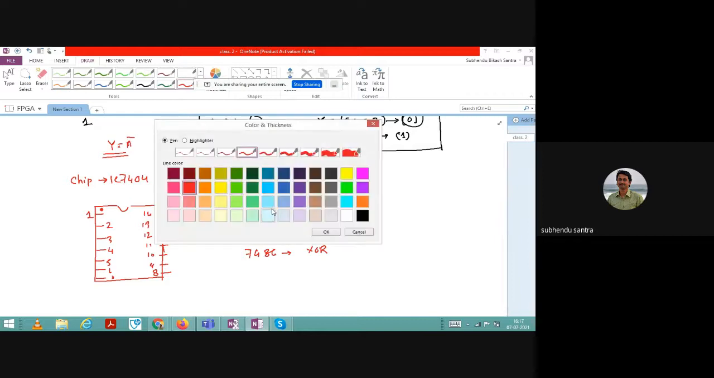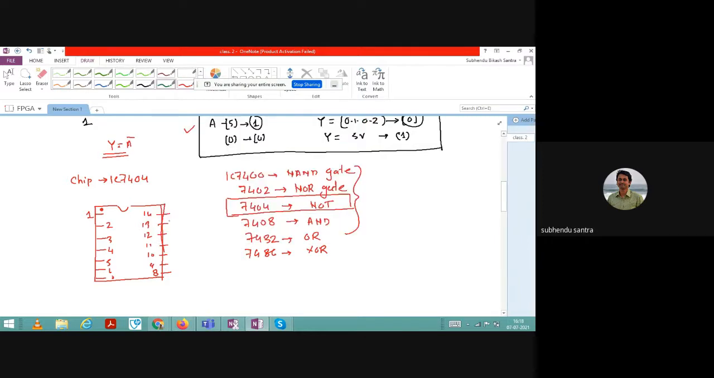Let me change the color. Now here the 14 number pin is plus VCC. That means you need to give a plus 5 volt, and the 7 number pin is basically grounded. And for the rest, it is a NOT gate. NOT gate means you need to have an input. So pin 1 is the input, and pin 2 is the output.